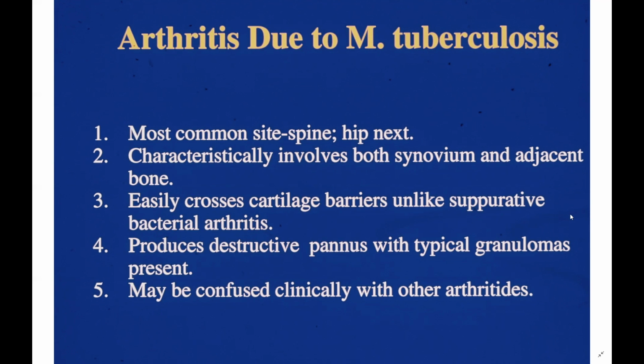One of the characteristics in the knee or the hip is that it easily crosses the cartilage barriers, unlike septic bacterial arthritis, and frequently involves both sides of the joint. It produces destructive pannus, but with typical granulomas and giant cells. It may be confused clinically with other arthritides easily.